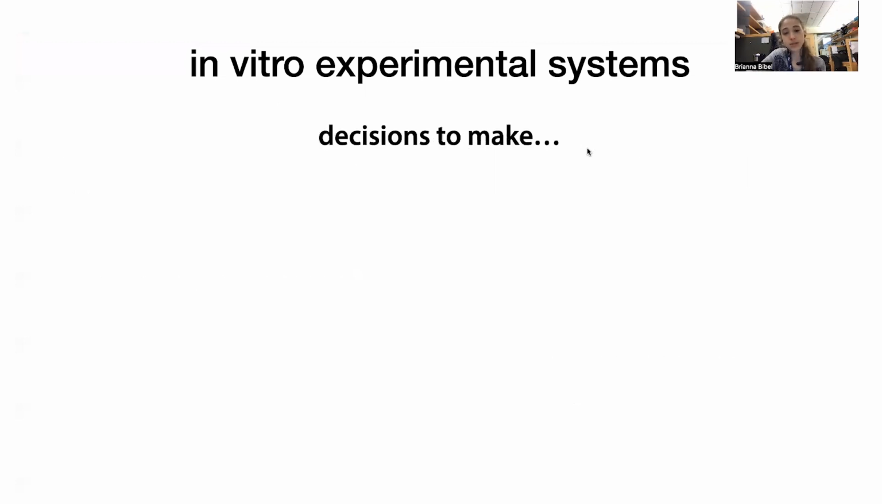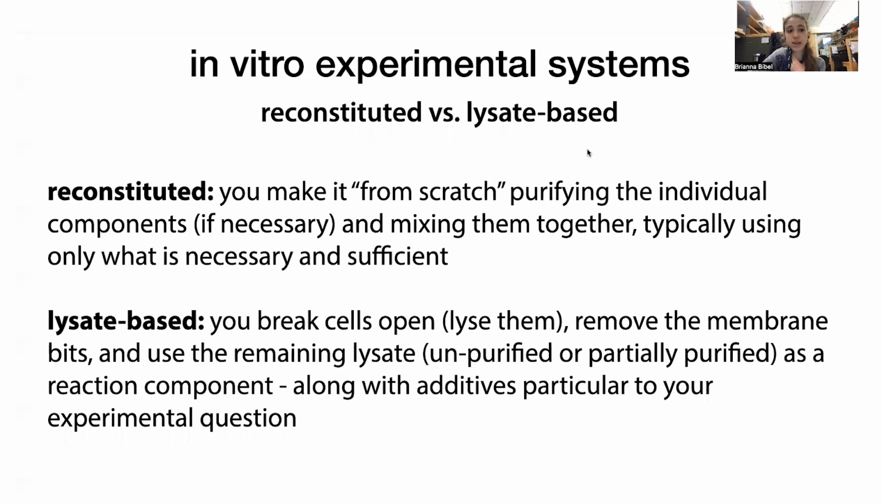So with the experimental in vitro systems, there are decisions you have to make. And one of the main ones you have to make is whether you're going to do a reconstituted system, like from scratch, or lysate-based. So with the reconstituted, basically you're making it from scratch. You're purifying the individual components if necessary and mixing them together, typically using only what is necessary and sufficient for the reaction to occur. And then you can make changes to it, introduce different things, and see how that changes the system.